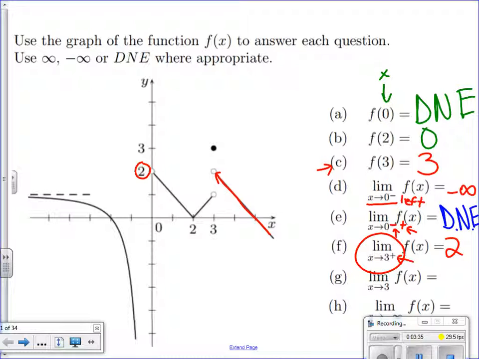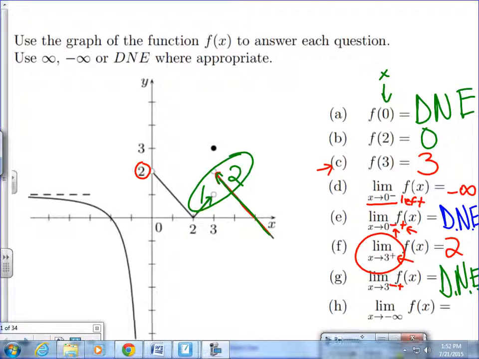For G, we're talking about, well, what is the limit as x approaches 3 from both the left and the right? So it has to satisfy both for this particular function. Well, if you're approaching 3 from the left, we see that it looks to be 1. But if you're approaching 3 from the right, a moment ago we said that it was 2. And now because these guys do not match up, this would not exist. They have to match on both the left side and the right side in order for that limit to exist.